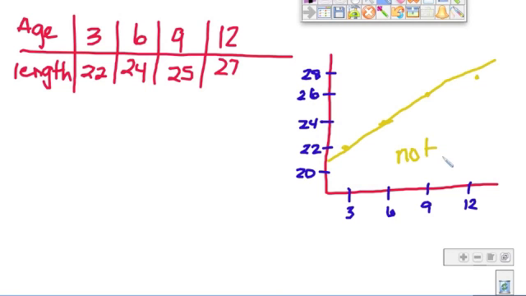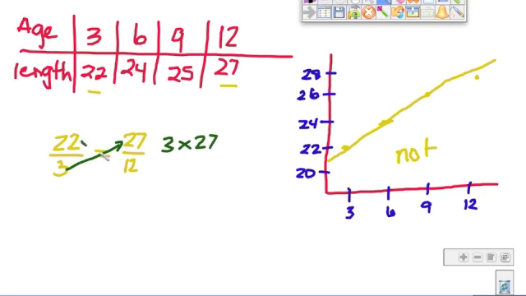Another way you can do it is called method 2, which is comparing the ratios. So let's say I picked 22 over 3. Remember, it's the change of y to x, kind of like finding slope. Versus, I'm picking the first and the last one here, 27 to 12, okay? Now, if you do a cross multiply, this would be 3 times 27, and this here would be 22 times 12.